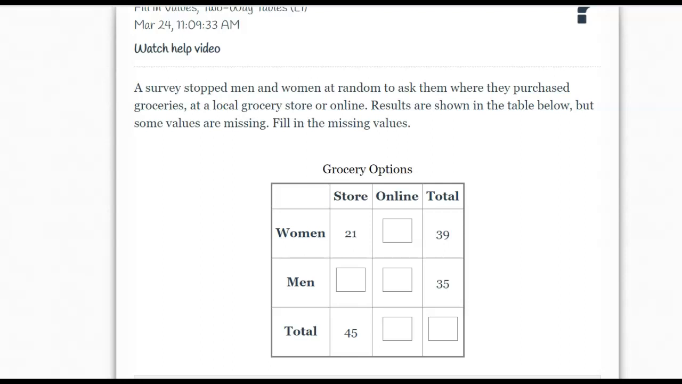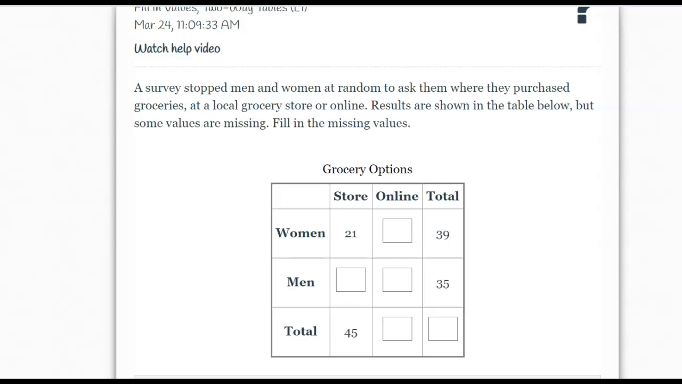The next part of this analyzing data is we're going to be looking to fill in tables. So we're going to need to fill in the tables. So this one, a survey stopped a man and a woman at random to ask them where they purchase groceries, at a local grocery store or online. Results are shown in the table below, but some values are missing. We have to fill in the values. So this to me is like a Sudoku puzzle where you have some pieces of information and you have to figure out how to get the others.